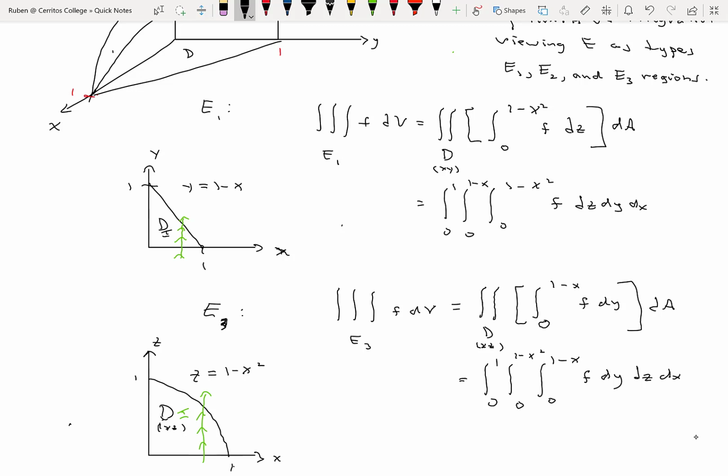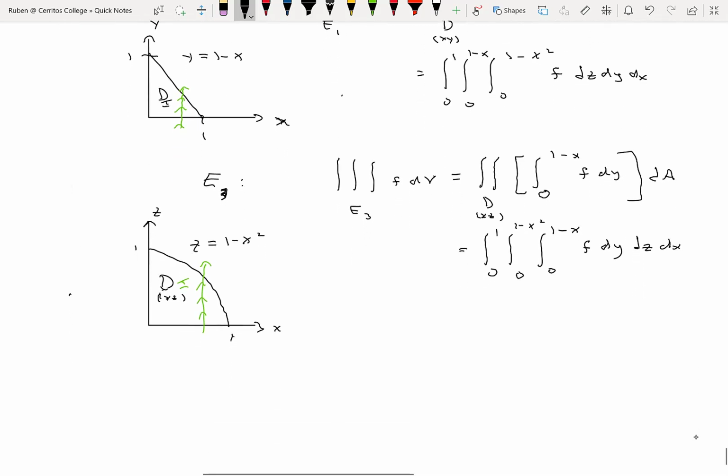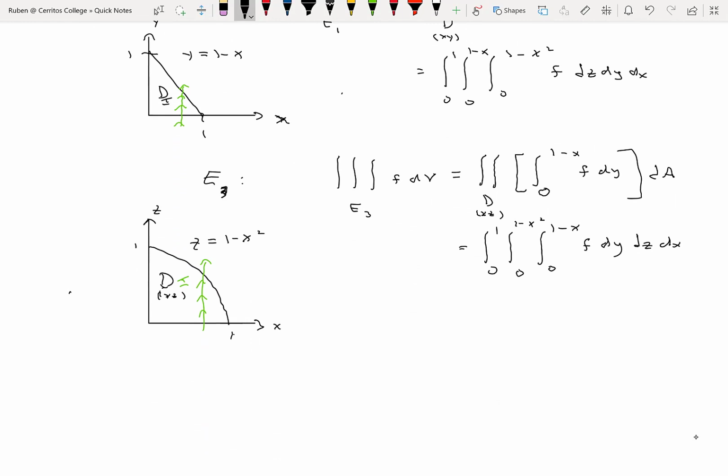Now I've saved the quote-unquote best for last. Okay, I'm going to interpret this region as a type 2 region. A type 2 region has a surface behind and a surface in front. And not only is this one the most difficult for me, this particular problem has some difficulties in it. So let's get the formula written out.